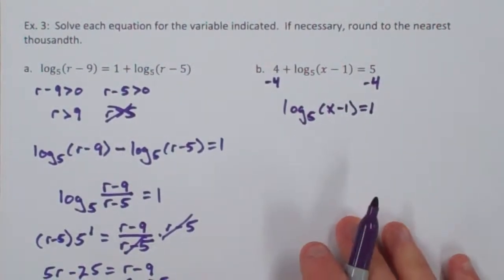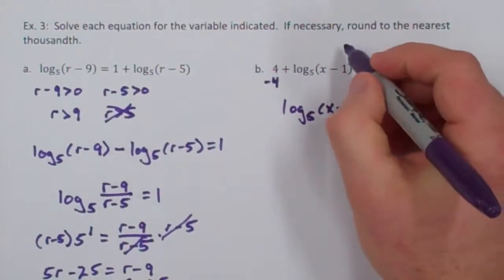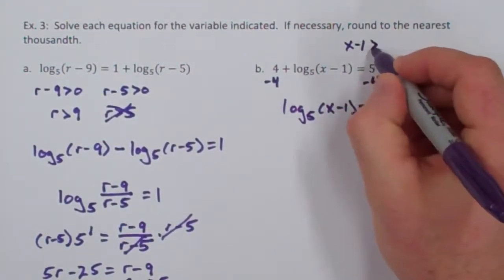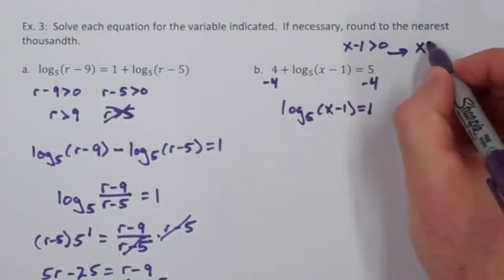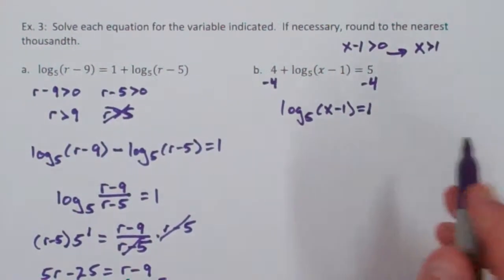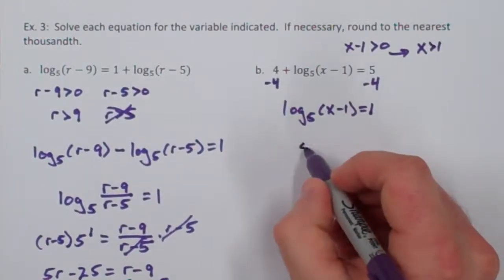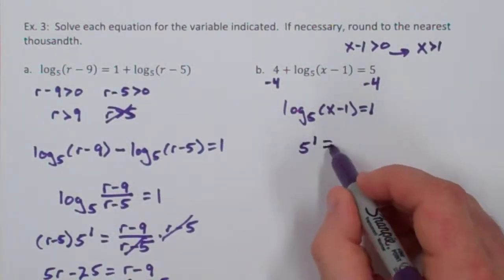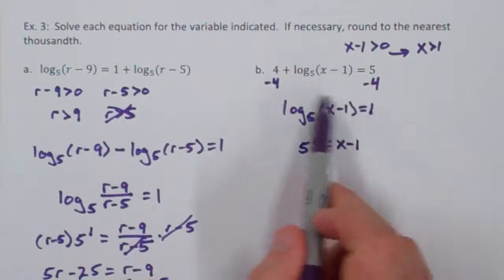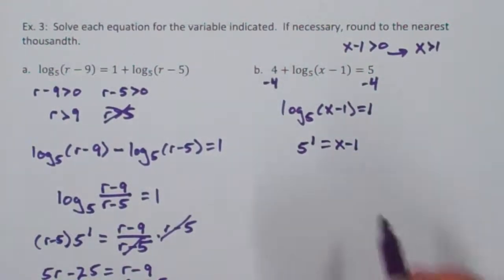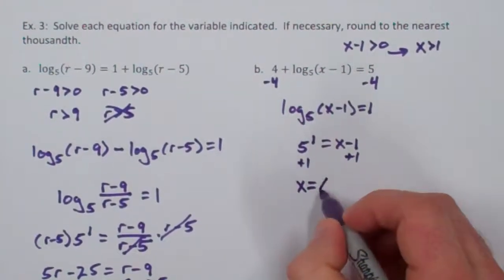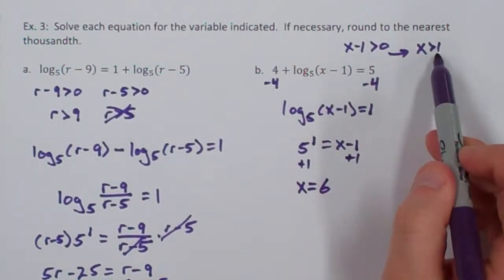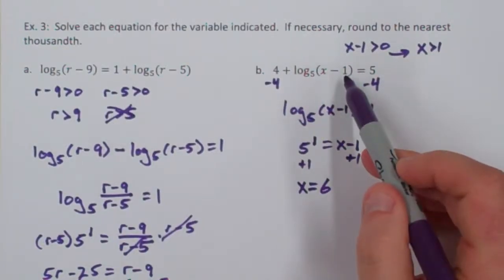Even before we continue, I'm just going to take a look at this position, x minus 1, and we know it's got to be greater than 0. So if we add 1 to each side, x has to be greater than 1. If we continue solving this, we've got 5 to the first power is equal to x minus 1, if I change this logarithmic equation into an exponential. Adding 1 to each side, this would be x is equal to 6. 6 is definitely bigger than 1, so we're good to go.